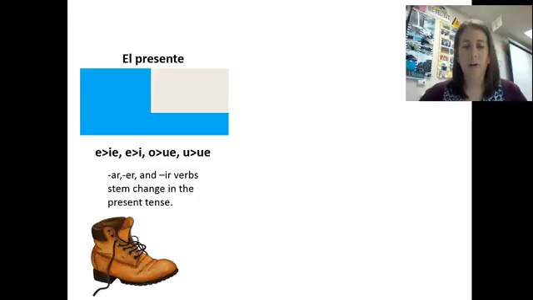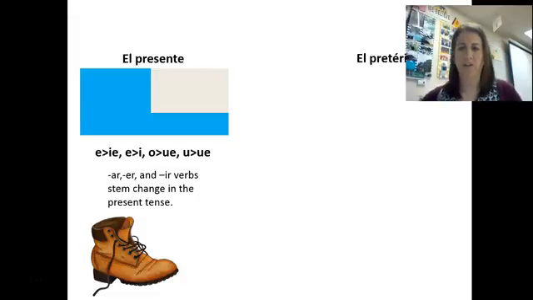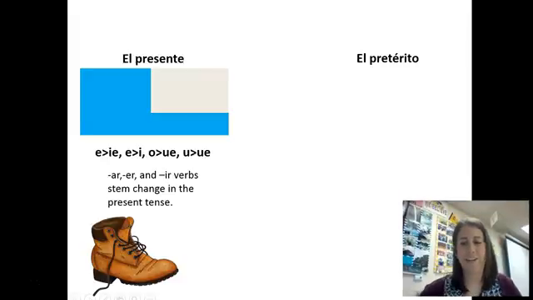And if you'll remember, the only way to know if a verb stem changes is that we just have to memorize it. So that's why on your tres minutos I had you identify if your verb was a stem changer or not. I know that threw some people for a loop. So let's go ahead and transition and talk about our stem changes in the preterite tense.